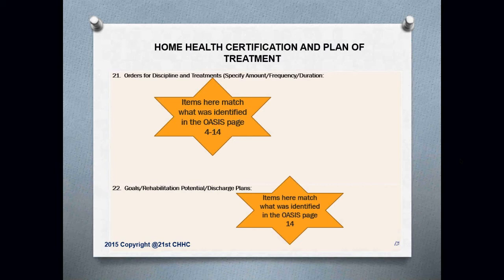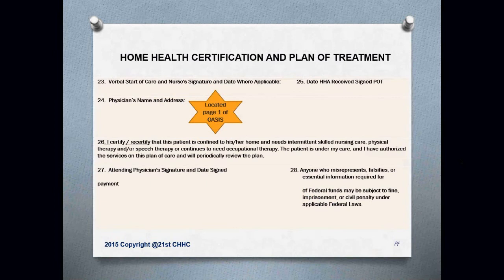Once you write the goals, every patient should have a rehab potential, and there should also be discharge plans written for the patient. Box 23 is where the nurse will sign a verbal start of care, and that verbal start of care date should be the admission date. 24 will be the physician's information. Again, that's going to come from page 1 of your OASIS.